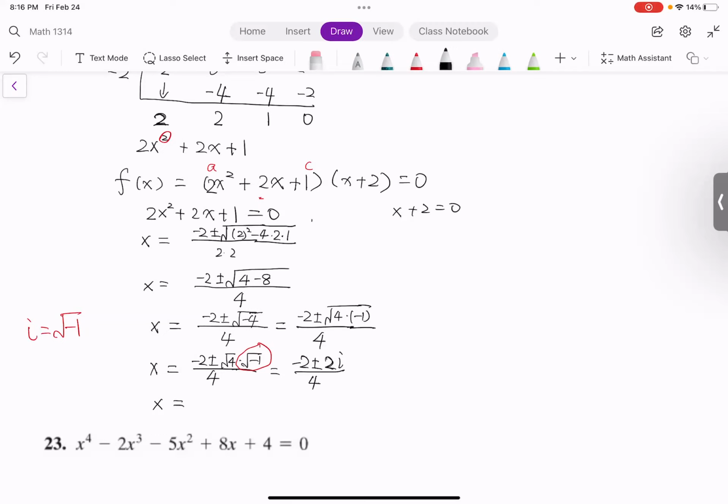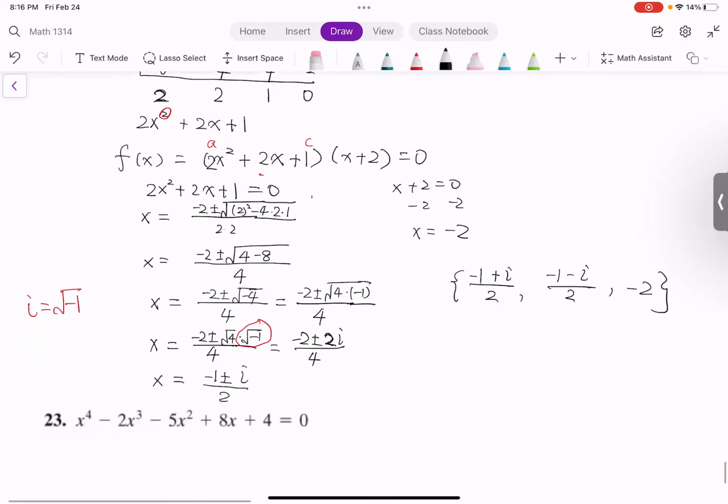-2, so 2 here, divided by 2, top and bottom, we're having -1 plus or minus i. And then the other equation is much easier. -2 minus 2, x equals -2. Now, for the zeros of f of x, we have 3 zeros. They are (-1 plus i) over 2, (-1 minus i) over 2, and another zero is -2.